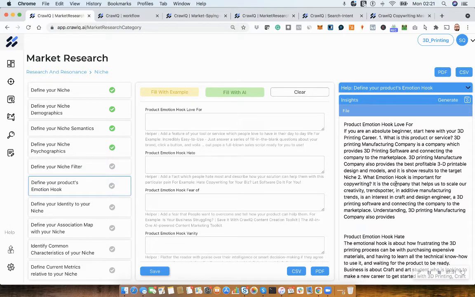It is the company that helps us to scale our creativity, make Chris more creative, and become more of a trend spotter in additive manufacturing trends. An interest in this emotional hook can also be an interest in the craft and design engineer. So you see how deep you are going.